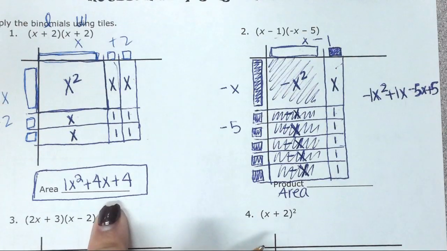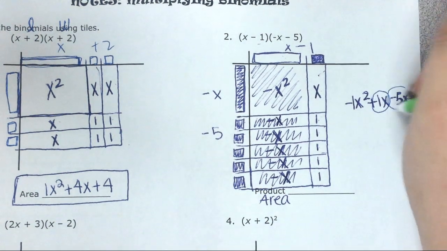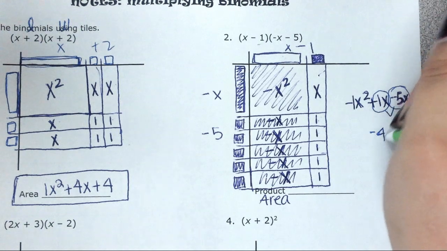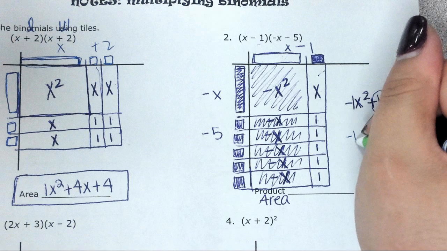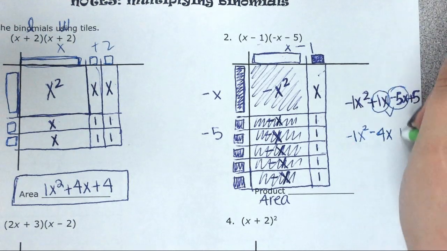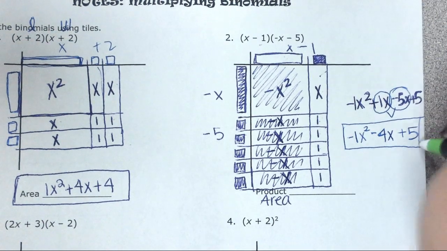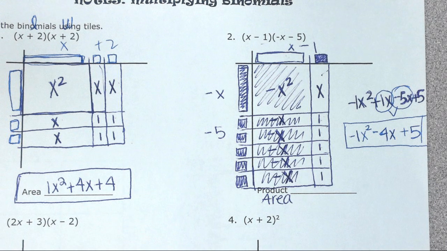Now on the last one we were just done, but this one I have 1x and negative 5x. What is 1x plus negative 5x? Negative 4x. And what am I going to do with everything else? Bring it down. All right.